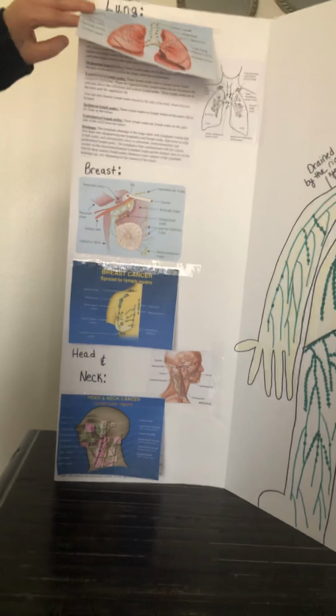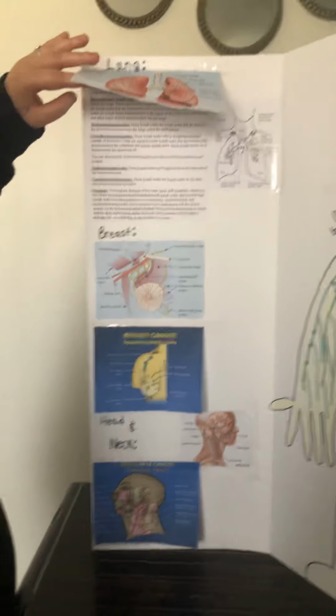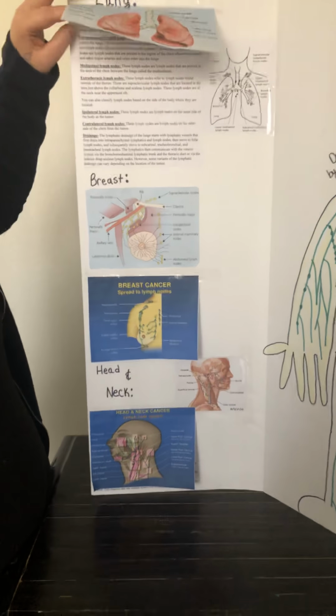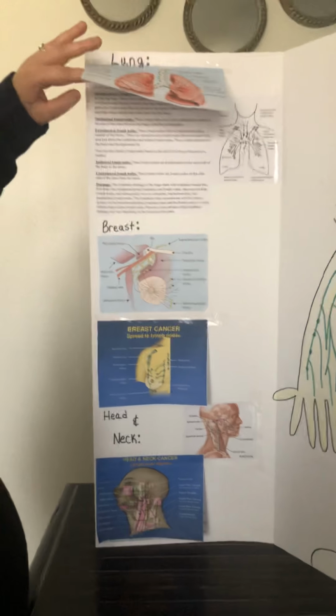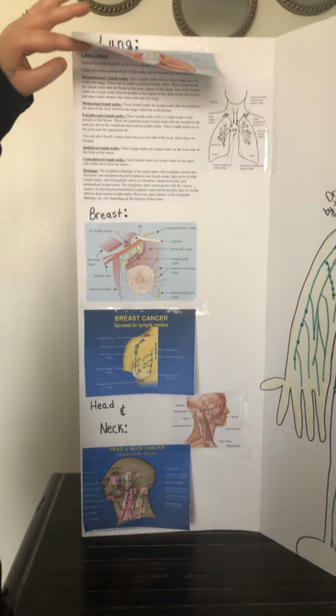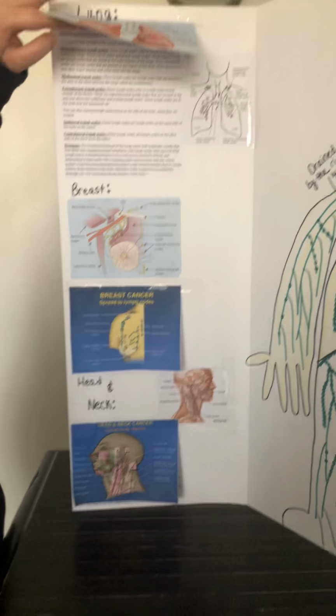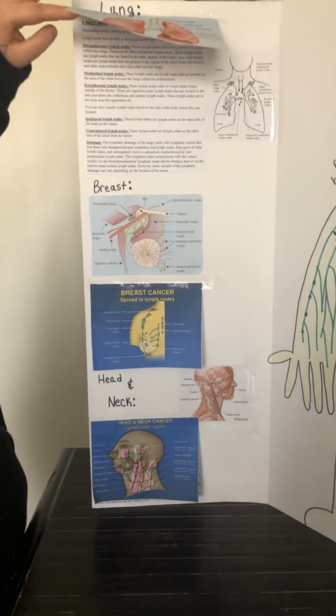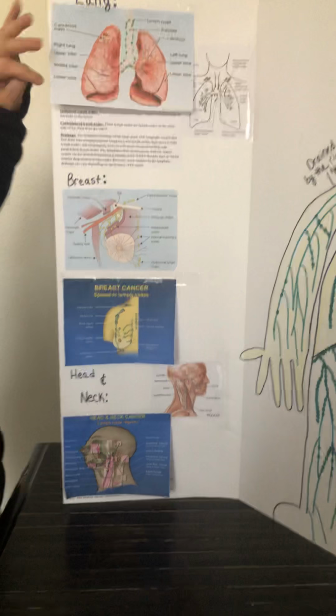You have the ipsilateral lymph nodes. Sorry, I'm slaughtering some of these words. These are lymph nodes on the same side of the body as the tumor. Contralateral lymph nodes are lymph nodes on the other side of the chest from the tumor.